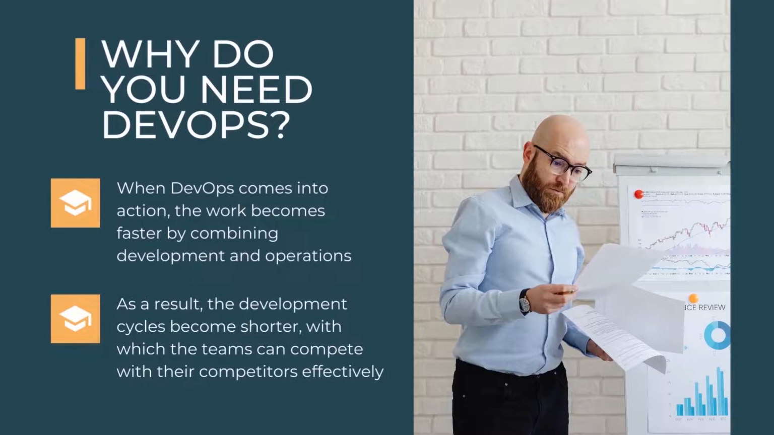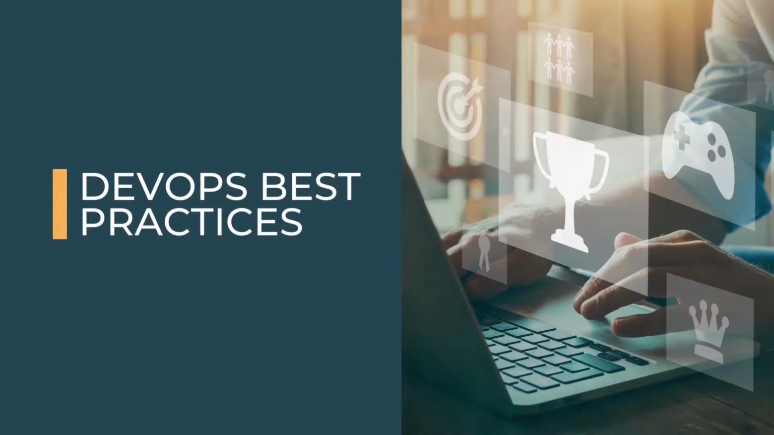When DevOps comes into action, the work becomes faster by combining development and operations. As a result, the development cycles become shorter, with which the teams can compete with their competitors effectively. Also, any defects in the code could be easily viewed and rectified with DevOps, which reduces the failure of the software development. Even if a product fails, with ideas of development and operational teams, the recovery time is shorter. Thus, we could improve competencies in an organization team with the DevOps implementation in the organization. So, you are good to go with the practices to be followed in DevOps.